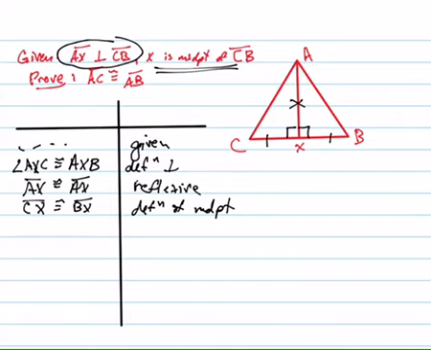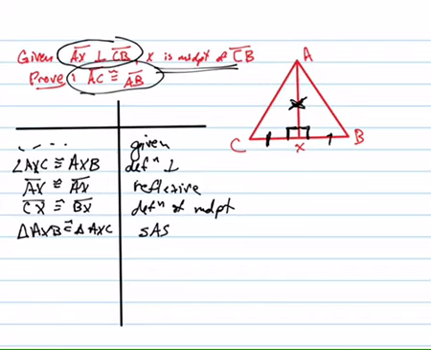And now what we have is side, angle, side. We have a side, an angle, and a side. So now we can say that triangle, be careful when you're labeling this, AXB is congruent to a triangle, label it the same way, AXB and AXC, and that's because of side, angle, side. And now that we have side, angle, side, we can say that AC is congruent to AB because corresponding parts of congruent triangles are congruent.